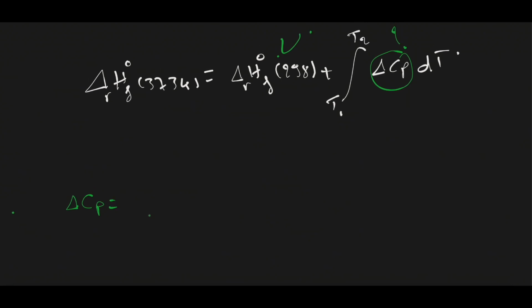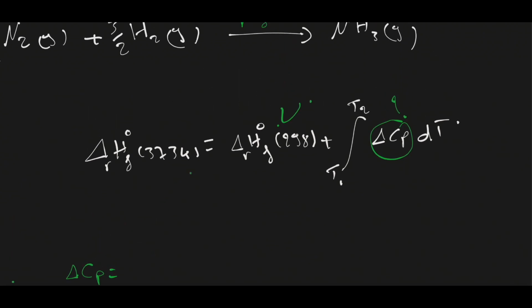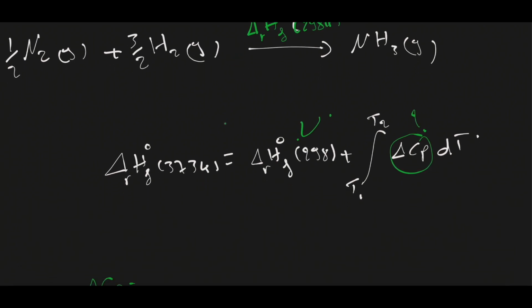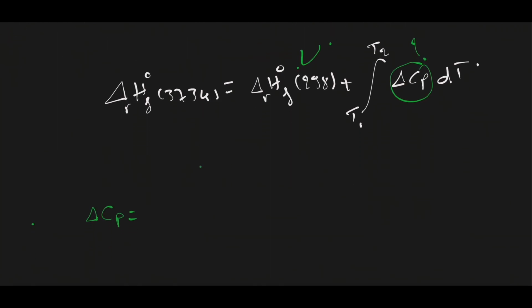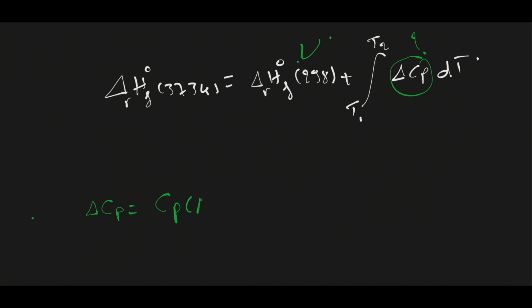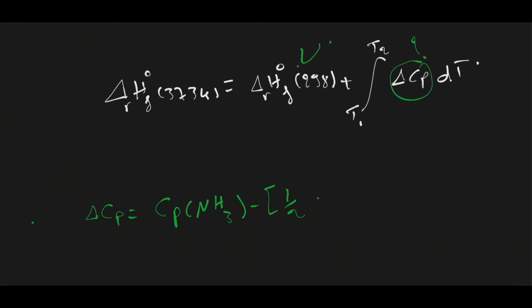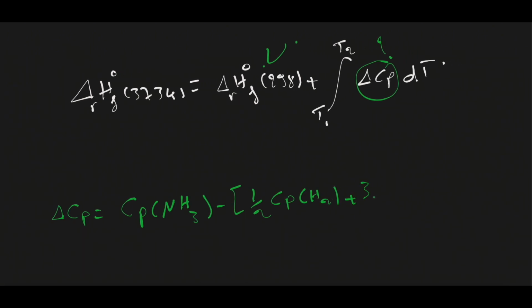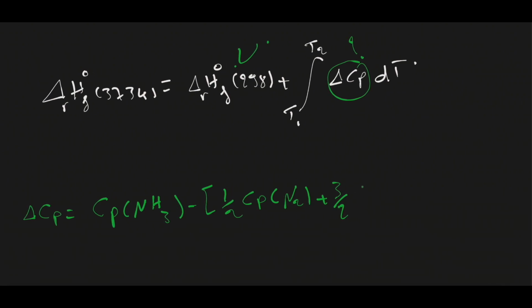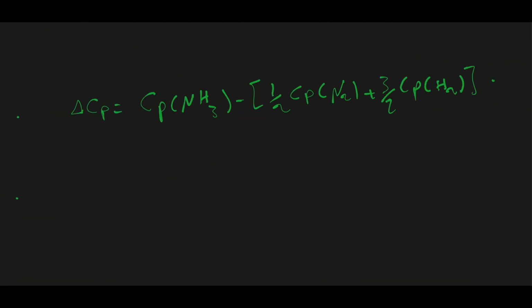So the delta Cp is equal to the molar heat capacities of the products minus the molar heat capacity of the reactants. So here we have Cp of NH3 minus 1/2 Cp of N2 plus 3/2 Cp of H2. Now we have to plug in the value of each Cp.